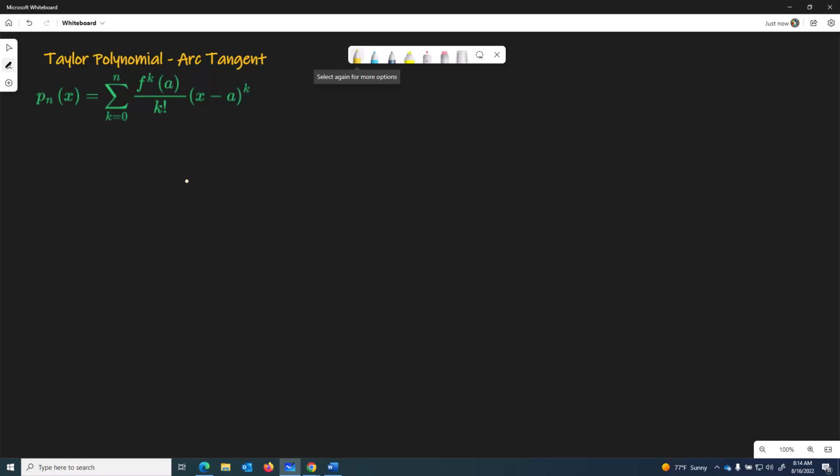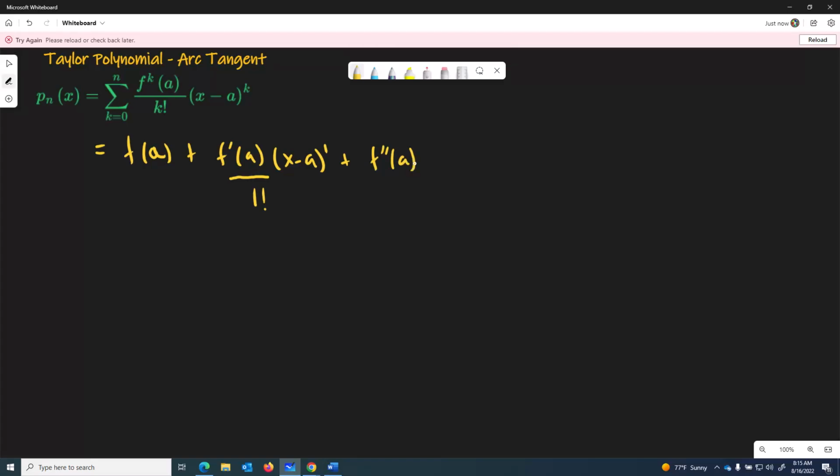Now, if we wanted to look at what's happening with the expansion, basically you have f of a plus f prime of a, but now you multiply this by x minus a to the first power, and all of this is divided by 1 factorial. Plus, you repeat that process of finding the next term, which will be divided by 2 factorial and times x minus a squared. And essentially you just keep repeating that until you get to the nth derivative of your function at a, divided by n factorial, times x minus a to the nth power.